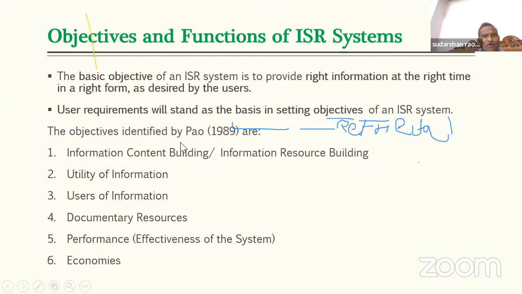Then, of course, this Pamela Paul says that the objectives are identified. So, the first objective, what is the information? What should be your information content in your ISR system? The content of information, the subject information, what you should really have in your system. That's exactly information resource building, collection building, content building. People can say any number of names. That's not really important for us.